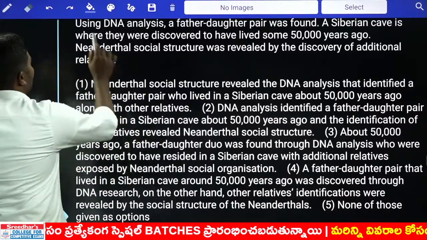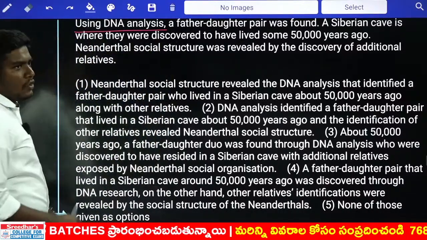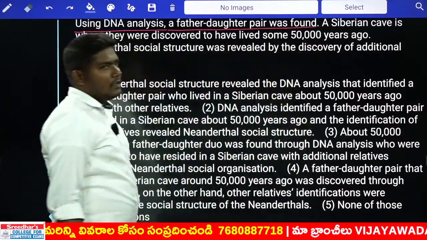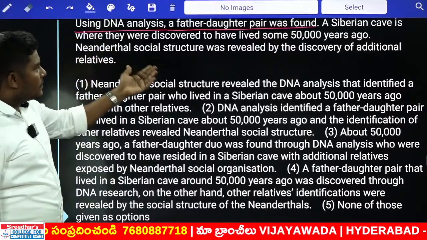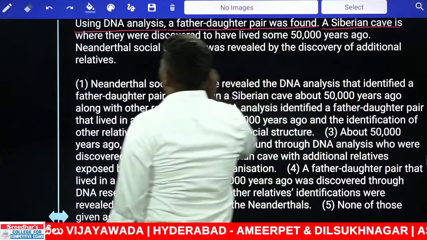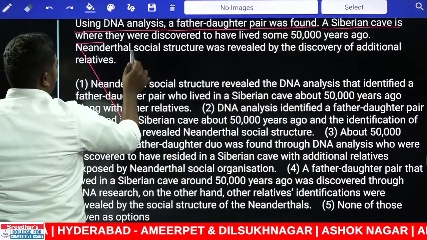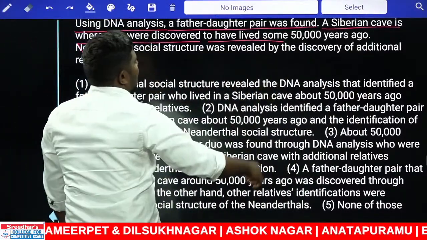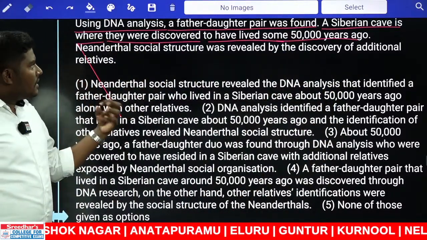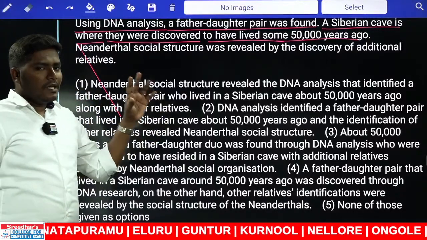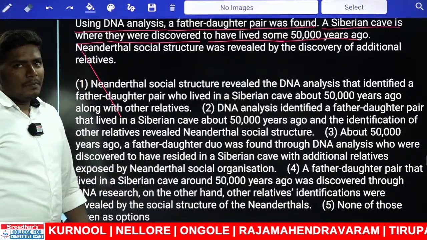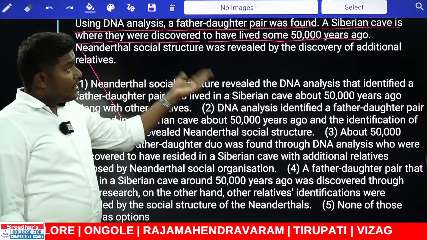Now look at this. Using DNA analysis, a father-daughter pair was found. What was used here? DNA analysis. What was found? A father-daughter pair. Continuation: a Siberian cave is where they were discovered to have lived some 50,000 years ago. So after finding that father-daughter pair in a Siberian cave, after the analysis of those DNA samples, they found out that they lived around 50,000 years ago.